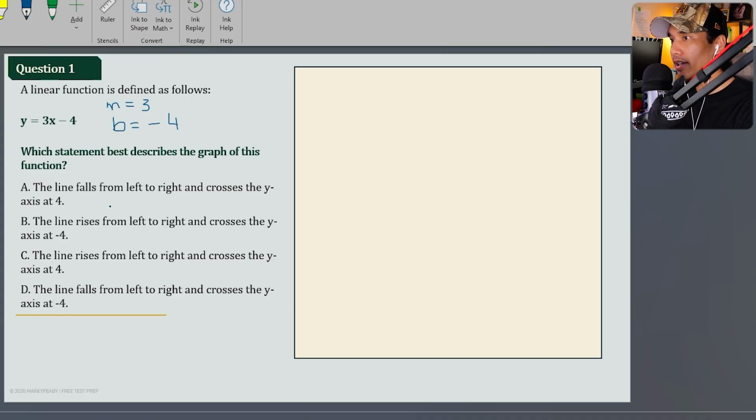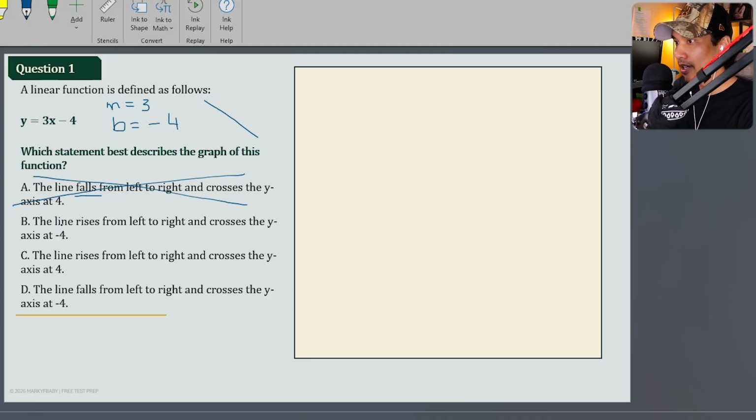So let's go ahead and read our answer choices. A: The line falls from left to right and crosses the y-axis at 4. Okay, it says falls, so it's saying negative, right? It falls from left to right. This is a negative slope. A is a negative slope, and what do we have? We have a positive slope. So we could eliminate this answer choice. Also, it says it crosses the y-axis at 4. Well, our b, our y-intercept, is negative 4, not 4. So that means A is incorrect.